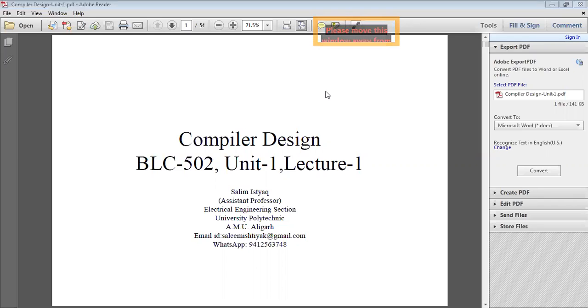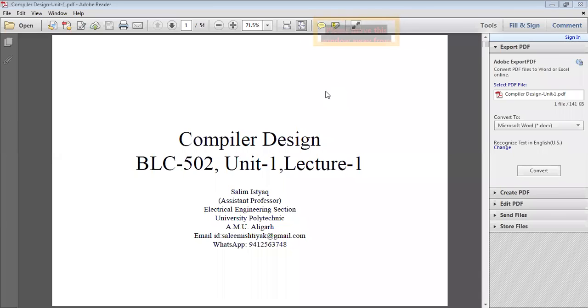So all the students must be there and be ready for the online classes as per the timetable provided by the authority, that is the section of electrical engineering as well as the higher authority of the University Polytechnic, that is the principal of the University Polytechnic. So as per timetable, I will engage all your classes, even the computer labs. Okay.